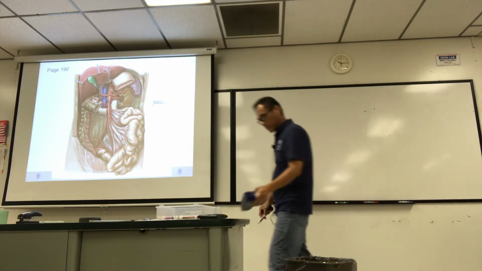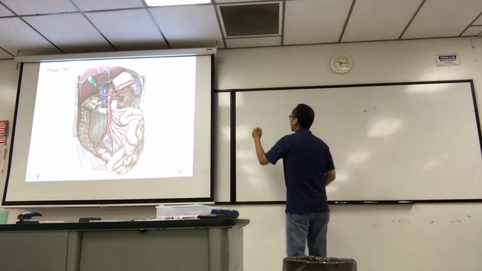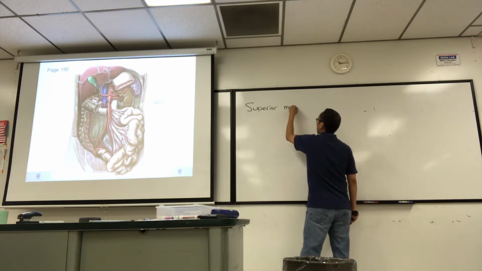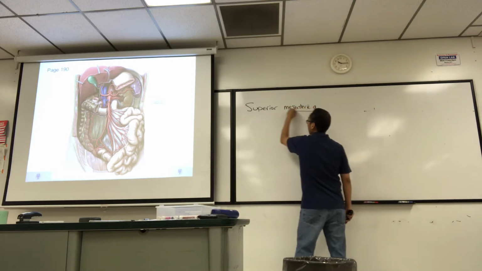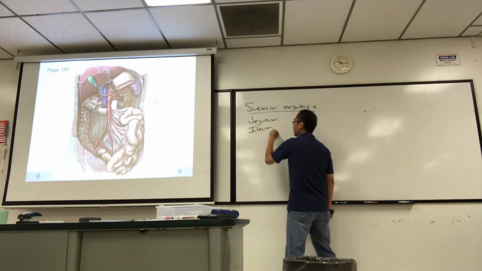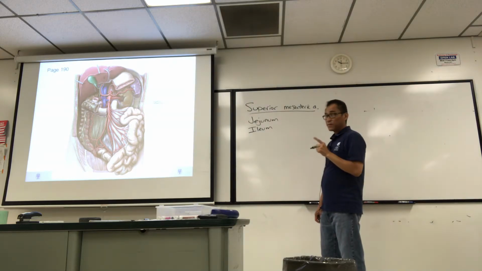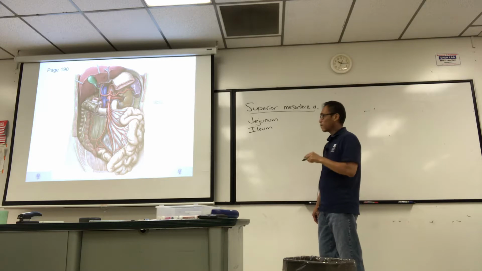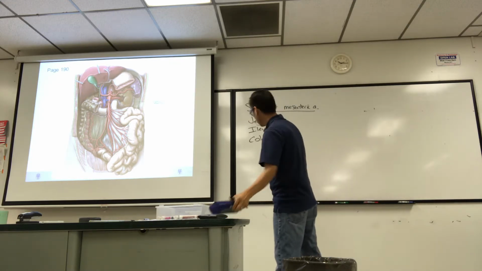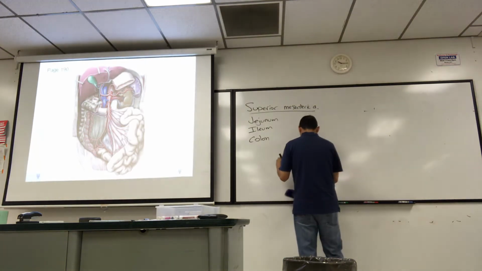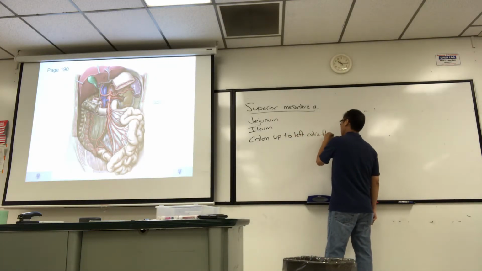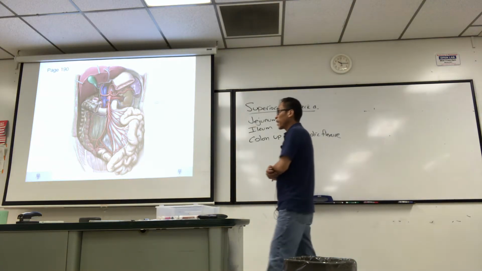So know the blood supply for these. It supplies blood to the jejunum, ileum, and pretty much most of the colon all the way up to the left colic flexure. So the picture should help you learn that.